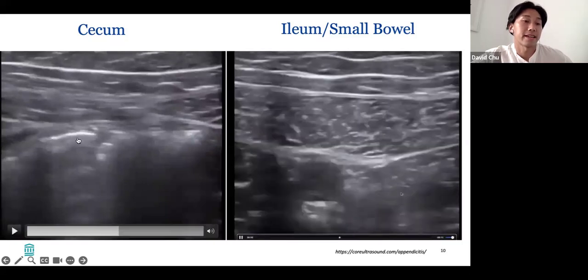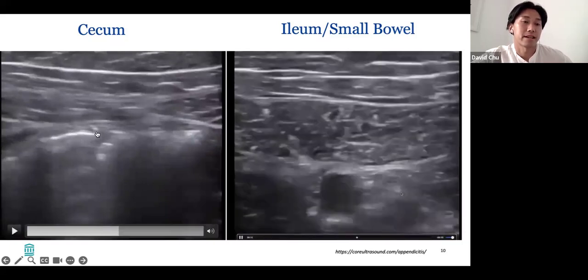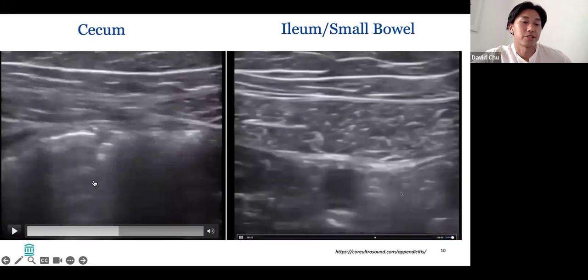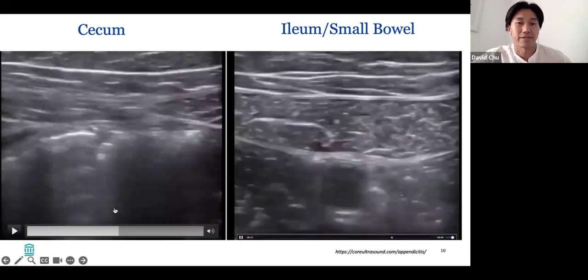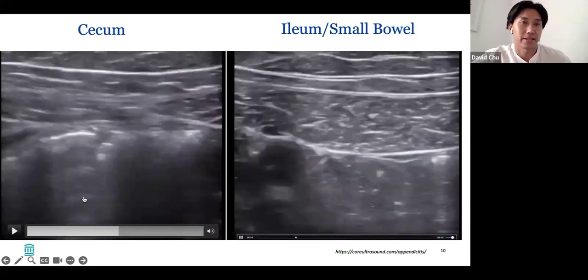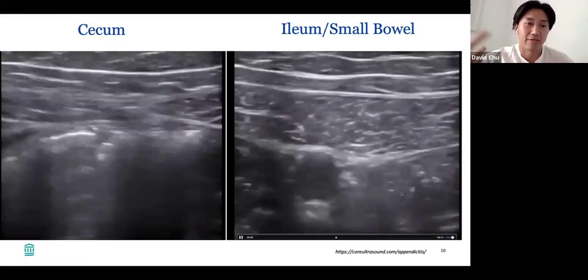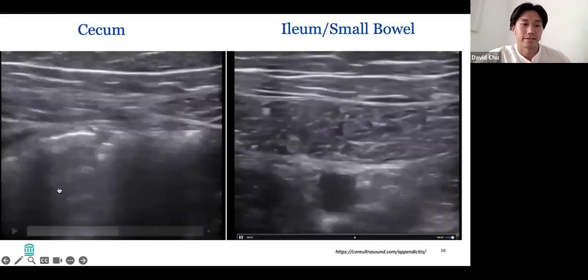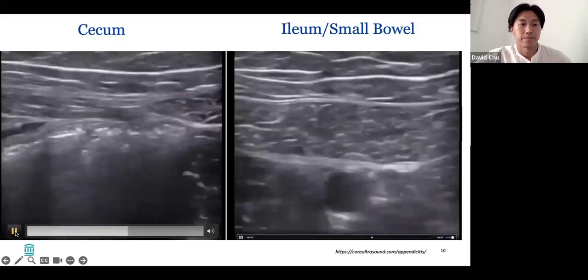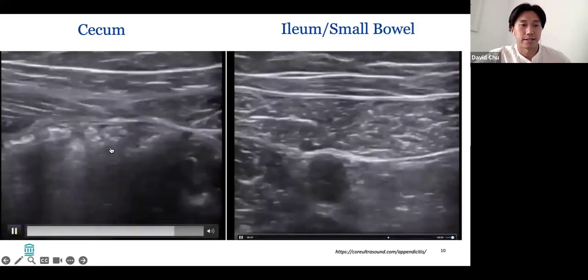And we know this is air because there's this hyperechoic line, and then everything below it is just shadowing. And this is called dirty bowel shadowing. It kind of looks like lung, and that makes sense because both lung and bowel are filled with air, so they would look similar on ultrasound.